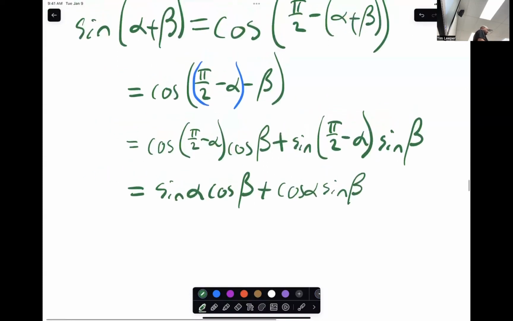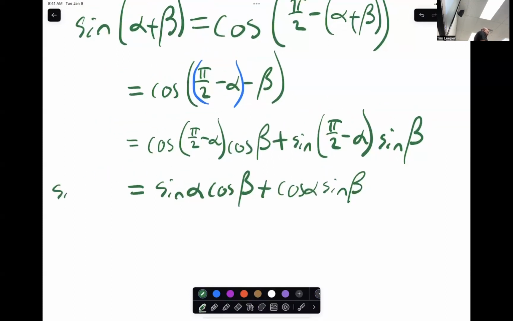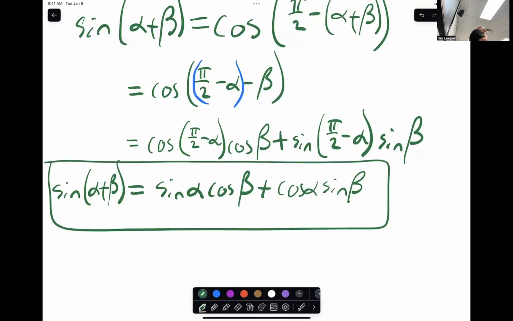Now, what did we start with on the left-hand side this entire time? It was sine of alpha plus beta. So sine of alpha plus beta is equal to sine alpha cosine beta plus cosine alpha sine beta.